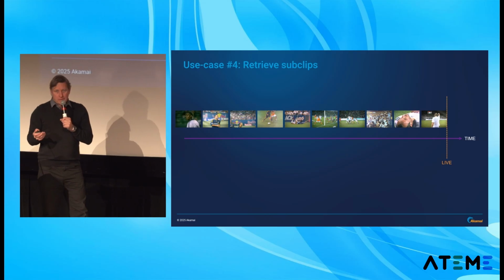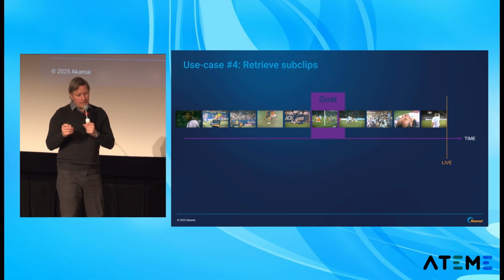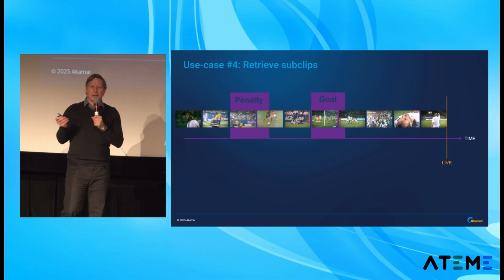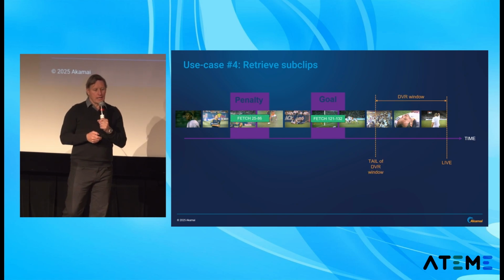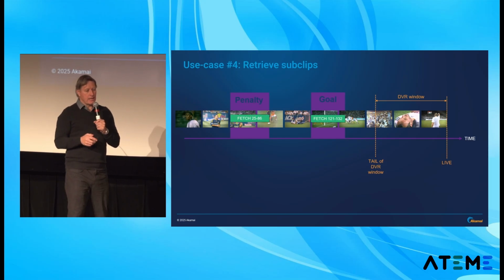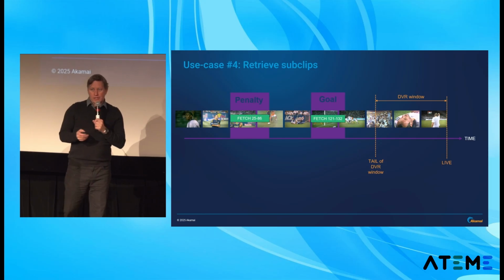Number 4 is subclips. So same game, I might tag them with AI or with real humans to say, hey, there's a goal occurred at that point, a penalty occurred at this one. And even though they're out of the DVR window, I can go and fetch objects, right? So clip identification, subclip retrieval, as long as my relay and my cache is willing to store these, I can use fetch to go and retrieve the objects for them.